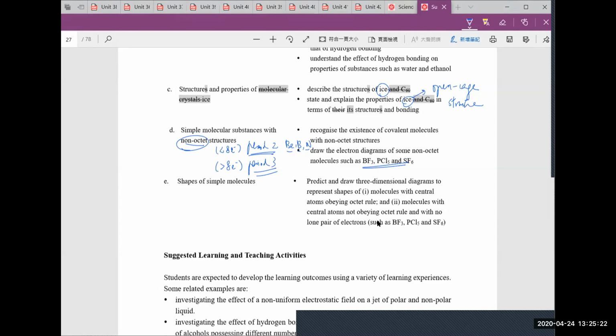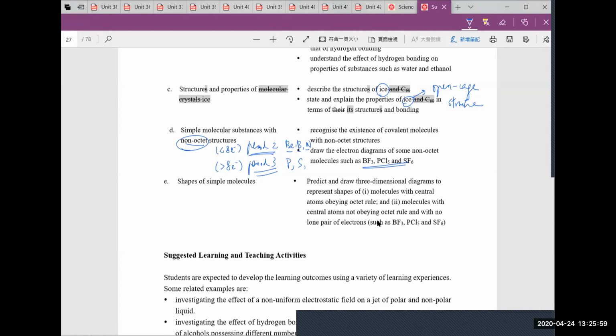Example, phosphorus. Yes, that's right. Good. Phosphorus, what else? Sulfur, yes. That's right. PCl5, we have phosphorus here, in which it will have expansion of octet. Phosphorus, sulfur. Is it just those two? Yes, SF6, good. What else? What other elements? Silicon. Xenon F6.